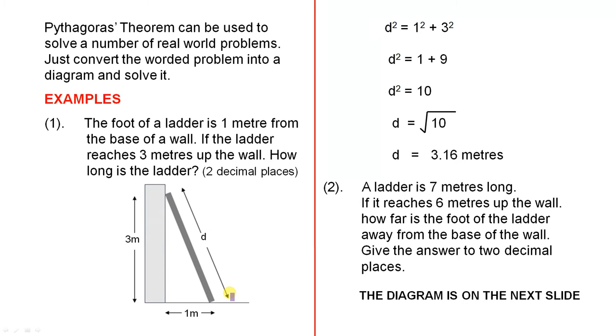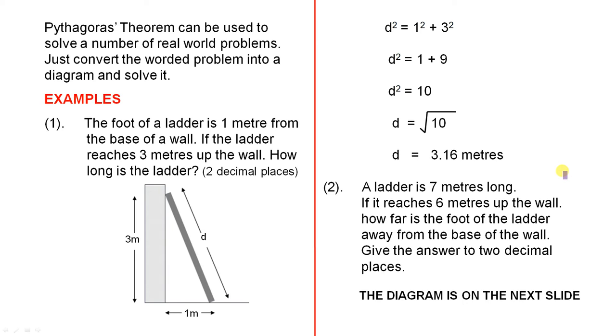So basically, the ladder is approximately 3.16 metres. We can't find an exact value for the square root of 10, but we can estimate it to 2 decimal places. Number 2. A ladder is 7 metres long.